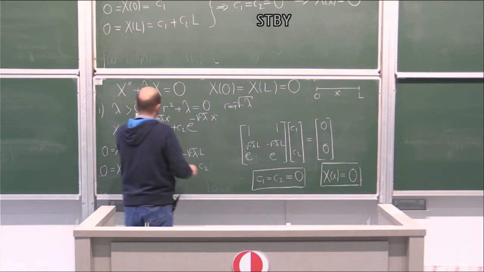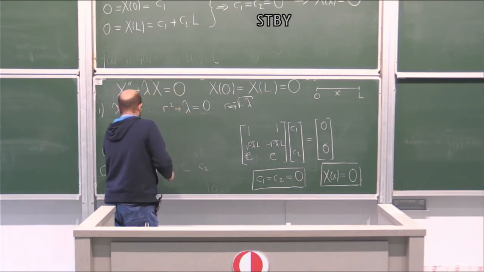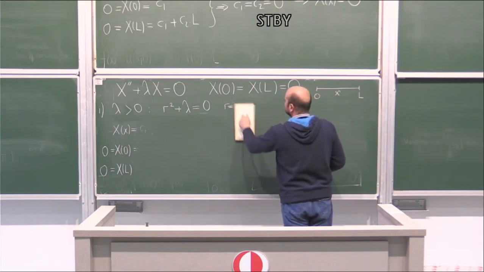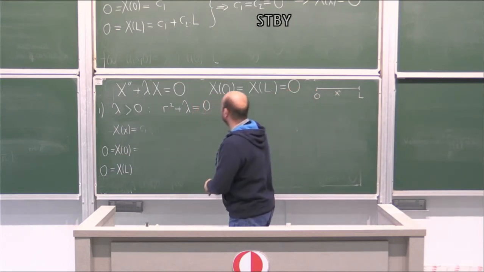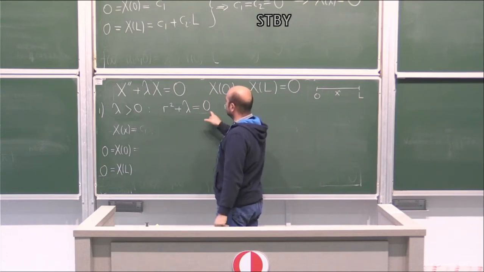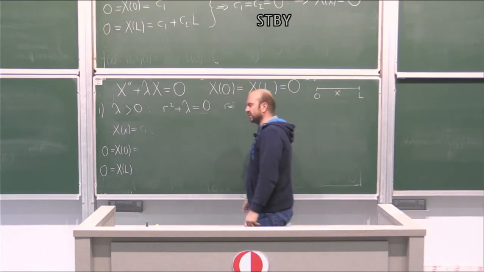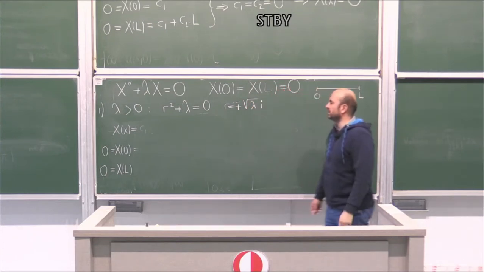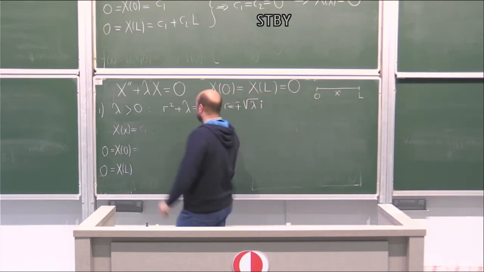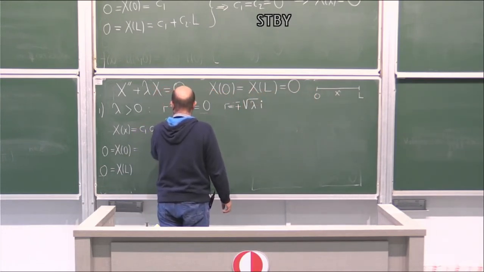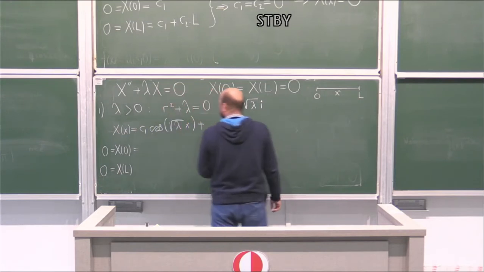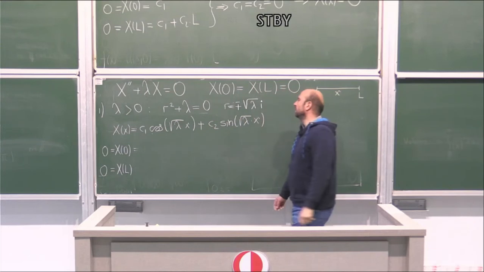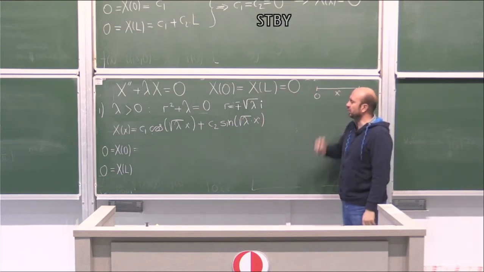In this case, if you look at the solutions, if lambda is positive, we will get minus lambda, which is going to be negative. So if you take its square root, we will get complex numbers. What are those complex numbers? Plus and minus square root of lambda i. This is what we are going to get. So our solution then will be C1 cosine square root of lambda x plus C2 sine square root of lambda x. Pure imaginary, no real part, so no exponential.